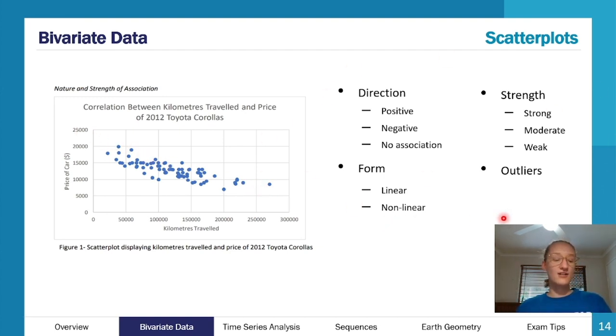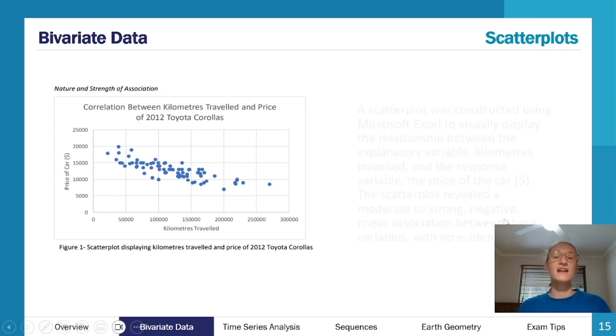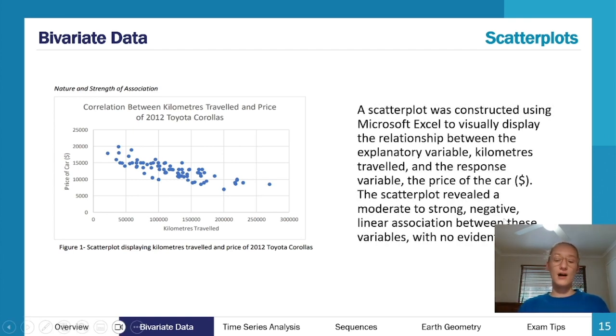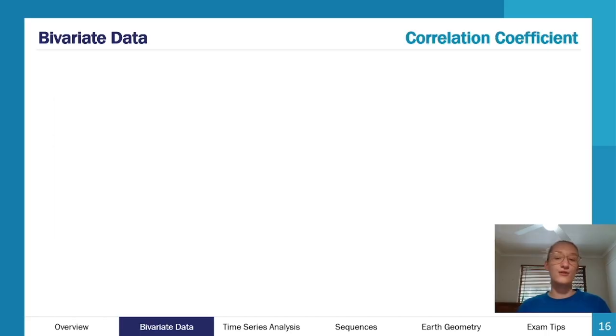If I was going to describe this, like I have on our next slide, I would say the scatter plot revealed a moderate to strong, negative, linear association with no evident outliers. So when you're discussing the relationship between two variables, those are all of the key things that you want to be hitting on.